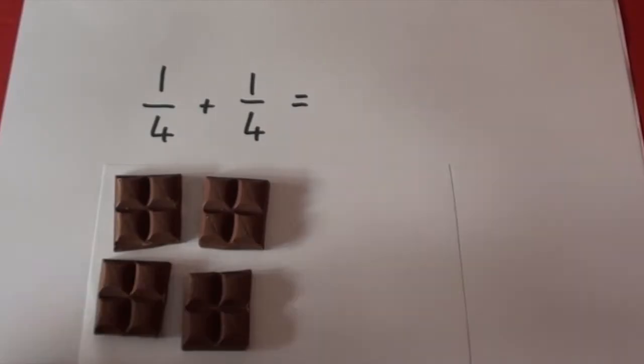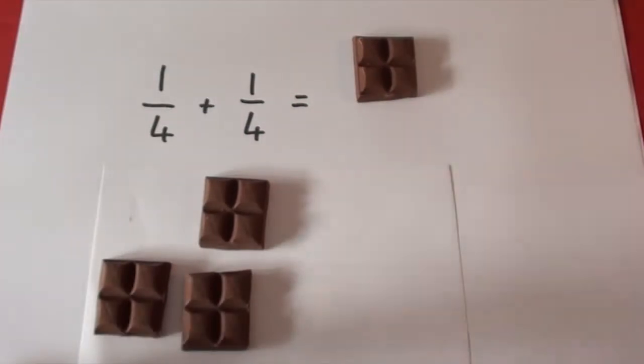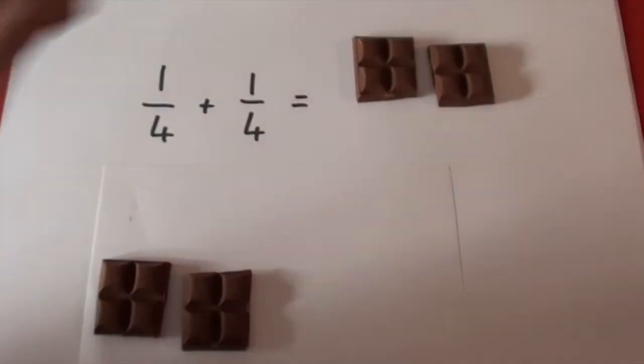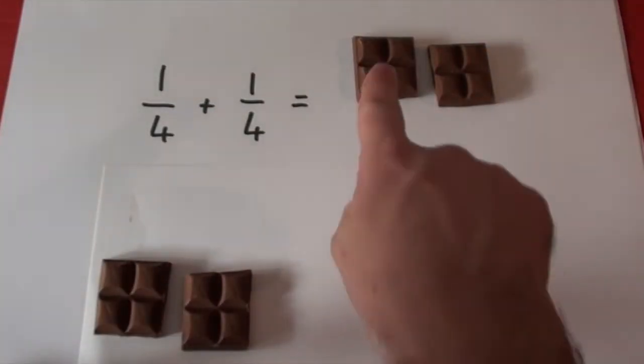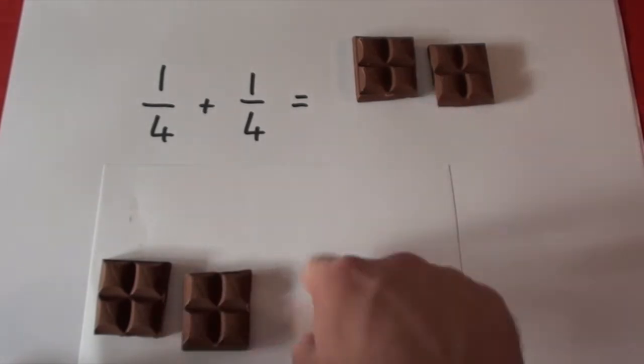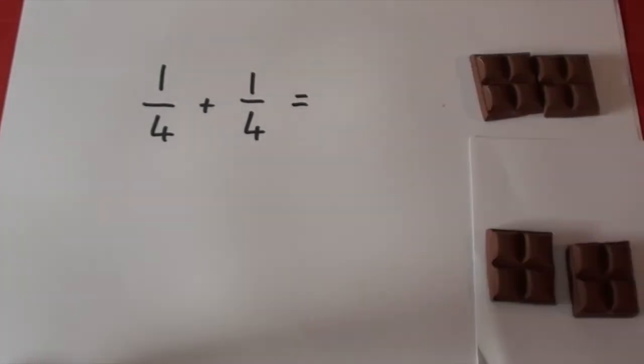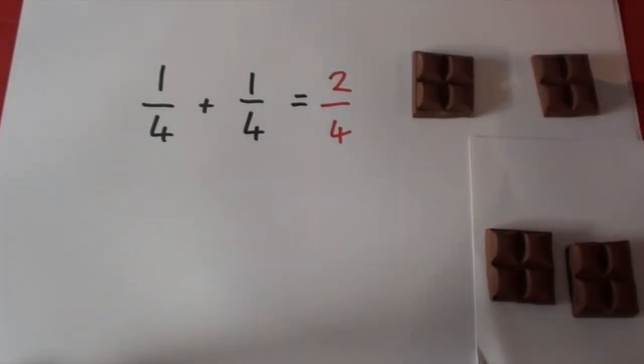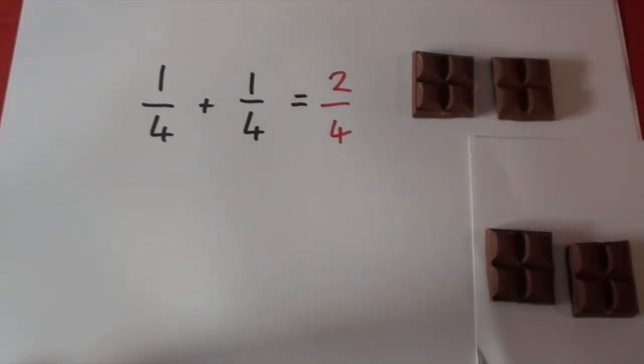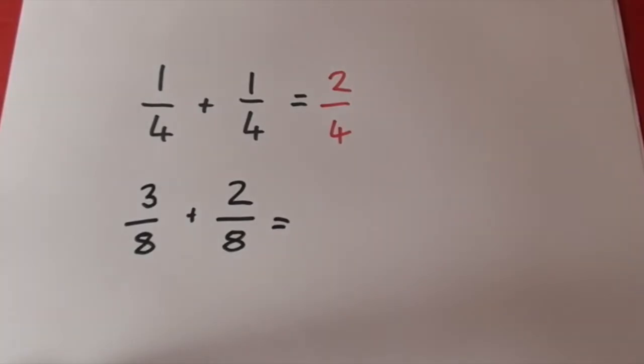So let's go back to the sum. If I've got 1 quarter plus 1 quarter, so there's 1 quarter, let's add another quarter. What do I have? Well, I've got 2 of the original 4 pieces. I've got 2 quarters. Here's my first quarter, here's my second quarter. So I've got 2 quarters.